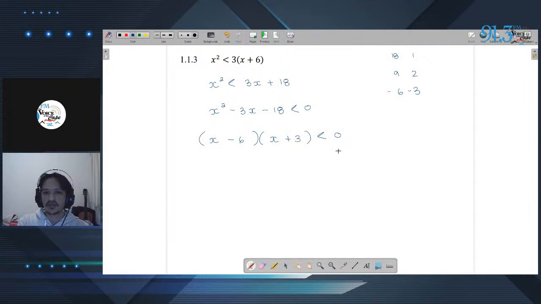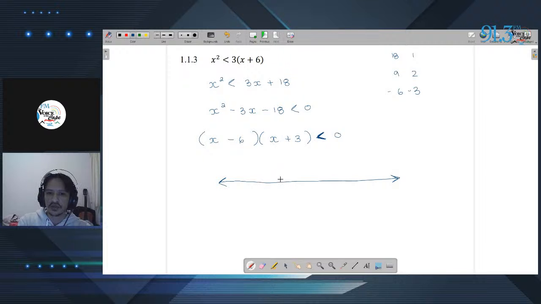So now we have this information here, and we need to see where this is going to be less than 0. Right? And this is where the trick comes in. It's not less than or equal to, it's just less than. So we need to now check on the number line.